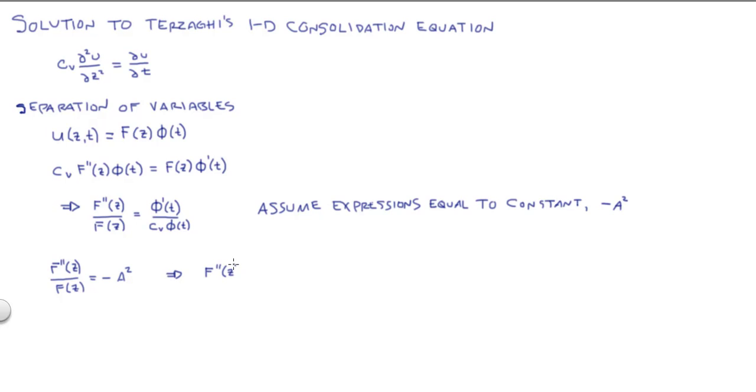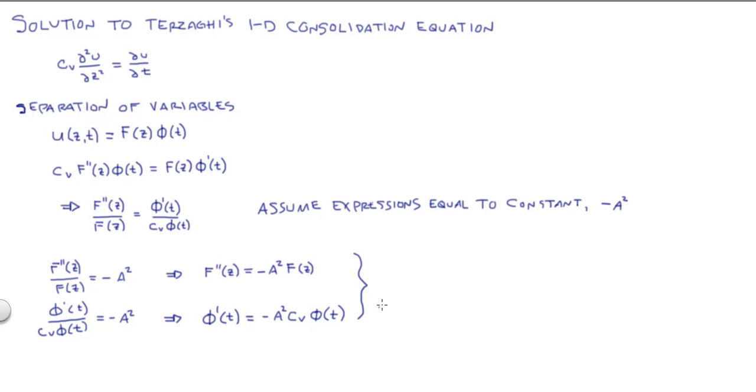So now we have f double prime of z over f of z is equal to minus a squared, or f double prime of z is equal to minus a squared f of z. Prime, by the way, just denotes differentiation with respect to the variable. Similarly, we have phi prime of t is equal to minus a squared times cv times phi of t. Now we've reduced the partial differential equation into two linear homogeneous ordinary differential equations. And so these are fairly straightforward and easy to solve, so let's move to that next.